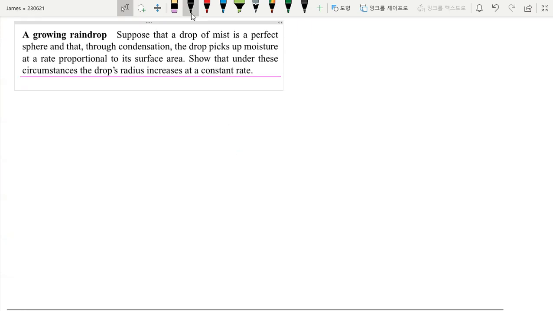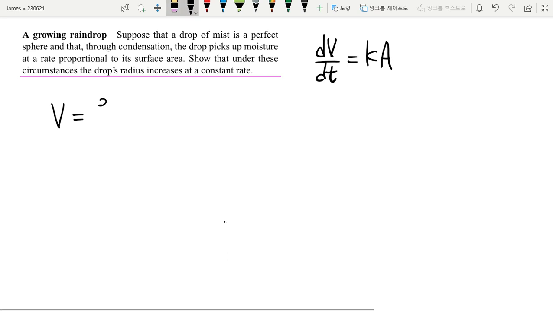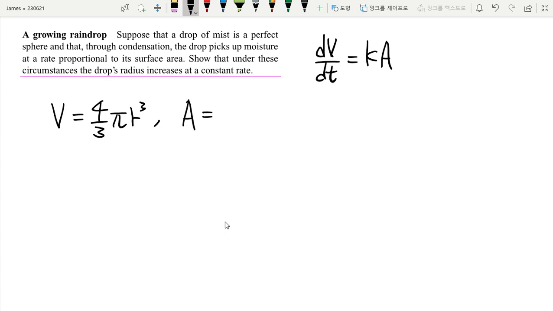So if we make the equation in this situation, dV over dt is proportional to the surface area. Let's say the surface area is A. The volume of the sphere is 4 over 3 times pi r cubed, and the surface area of the sphere is 4 pi r squared.